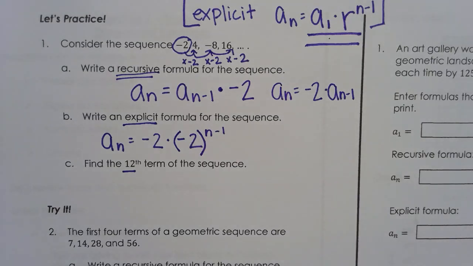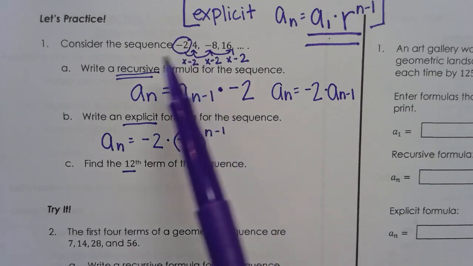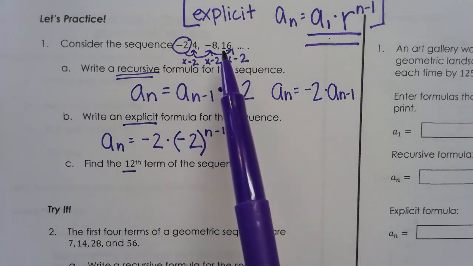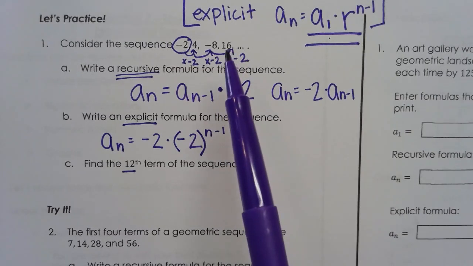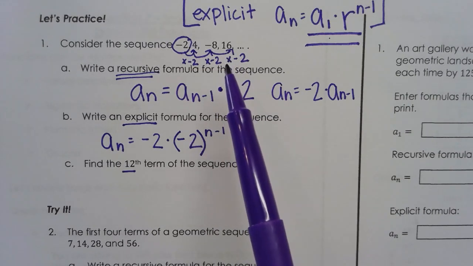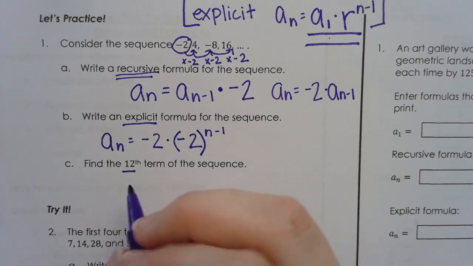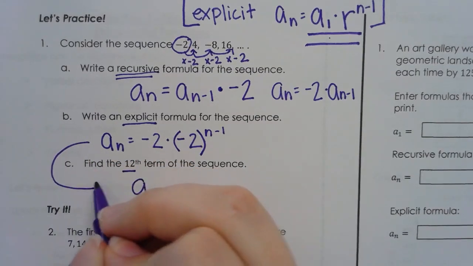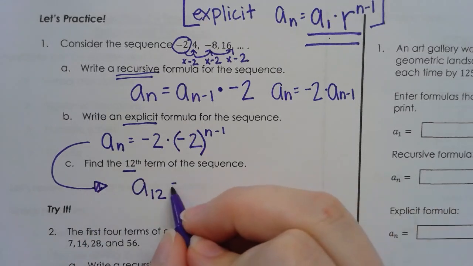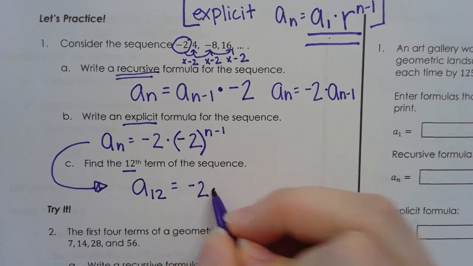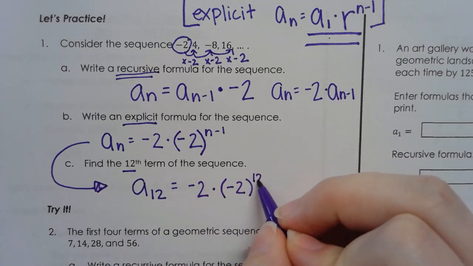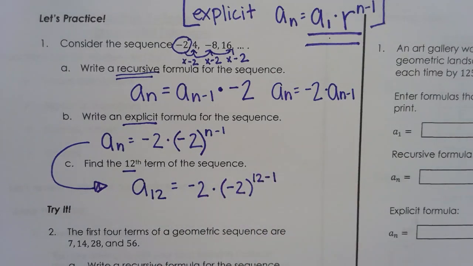Now, if it asked for the 5th term, I might use recursive because I know the 4th. So I would just say 16 times -2 and get the 5th term. But for the 12th term, that might take a little more work. So I'm going to say a sub 12. I'm going to use the explicit and say a sub 12 equals -2 times -2 to the 12 minus 1.